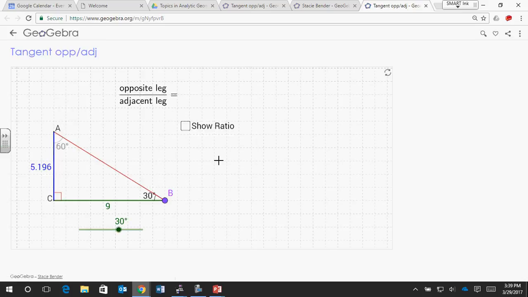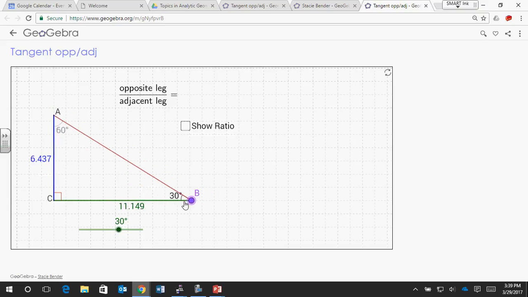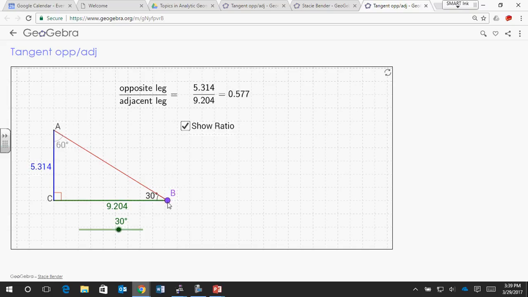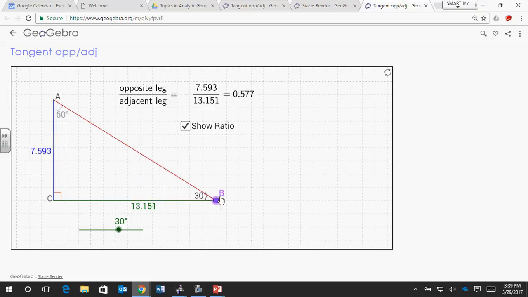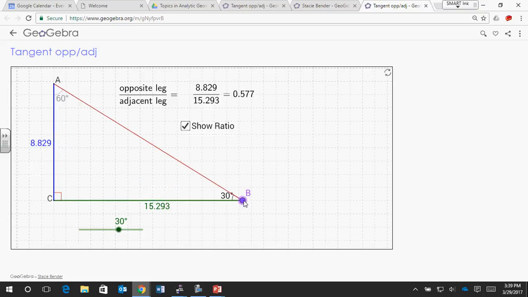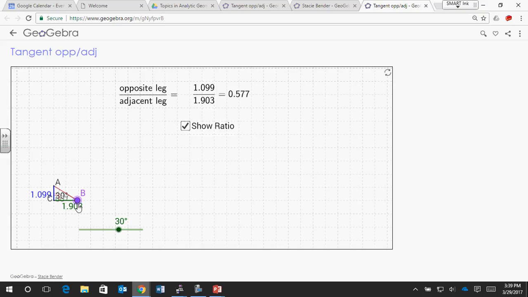And the focus of today is not on the hypotenuse, but it's on the opposite leg and the adjacent leg. And when we have a 30, 60, 90 triangle, it does not matter how large we make the opposite leg and the adjacent leg, because when we divide the opposite by the adjacent, we get 0.577 as the ratio of the opposite over the adjacent. So we can make the triangle larger, and we can make this triangle teeny tiny, and we always get that same ratio for the opposite over the adjacent.